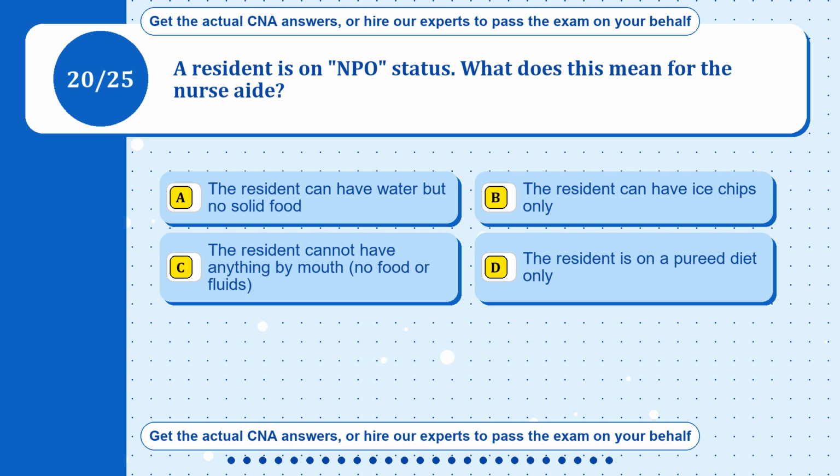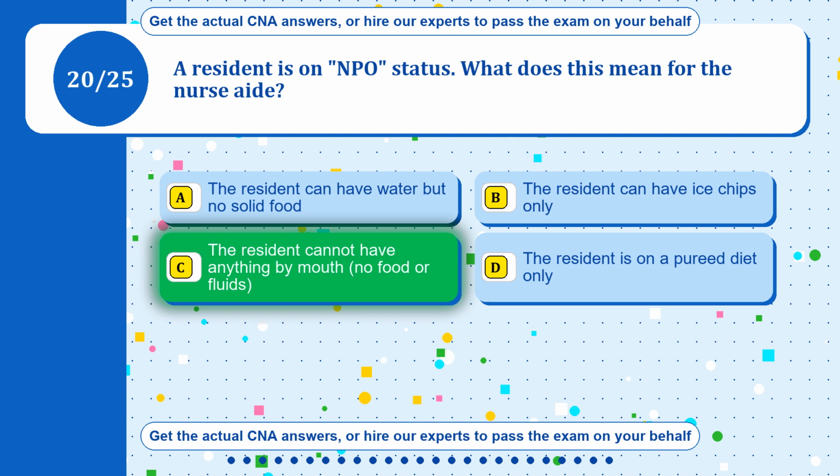Question 20. A resident is on NPO status. What does this mean for the nurse aide? Option A. The resident can have water but no solid food. Option B. The resident can have ice chips only. Option C. The resident cannot have anything by mouth, no food or fluids. Option D. The resident is on a pure diet only. The correct answer is option C.